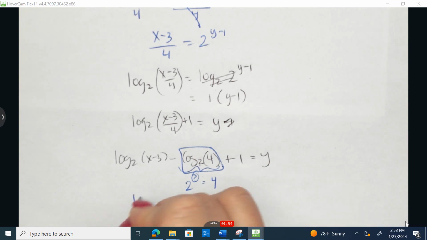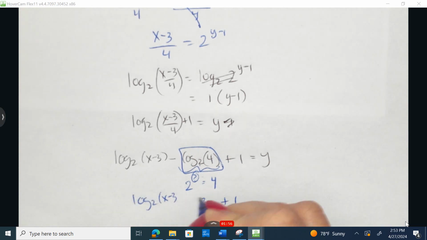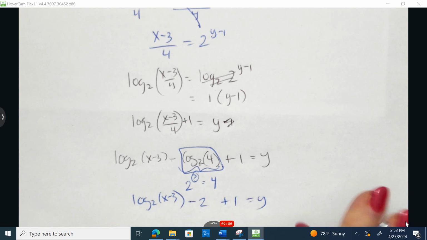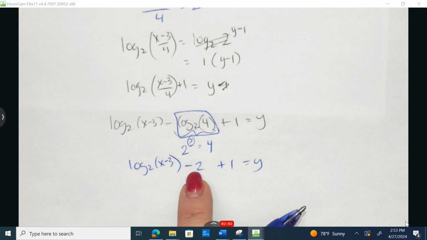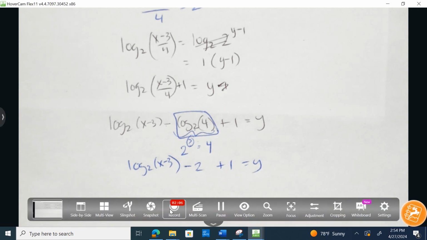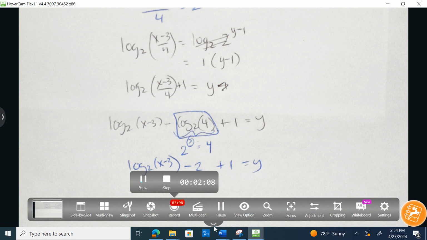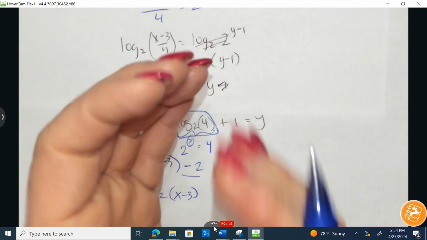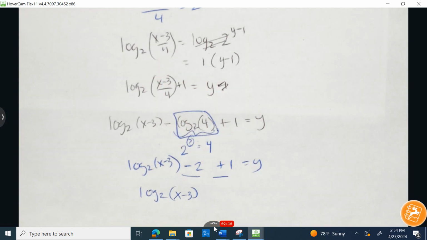2 plus 1 log base 2 of x minus 3. And this was a subtraction sign in front of it. Now I can combine a negative 2 and a positive 1. Let me continue to push. So I can combine a negative 2 and a positive 1, and I have a log base 2. The x minus 3 is one quantity. That's why we still see it in parentheses. And when I combine these two like terms, I have a minus 1.